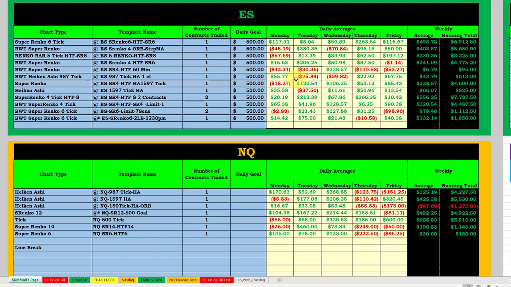So if we find the highest numbers here, you could say on Monday, I'm going to trade the Super Renko 6, which has the highest performance. On Tuesday, I'm going to trade the Super Renko 4 with the opening range Step MA filter. On Wednesday, the highest probability system would be the Super Renko 4 with the 60-minute higher time frame. On Thursday, the highest probability would be either the Super Renko 8 or the Super Renko 6 here, and then on Friday it would be the Super 5 here. So if you traded the highest probability template by day of the week, you could try this as a strategy. I don't know if it worked, but the data is telling us that it would.